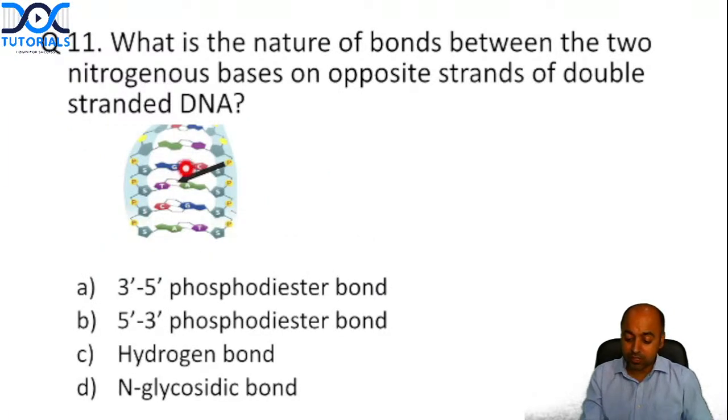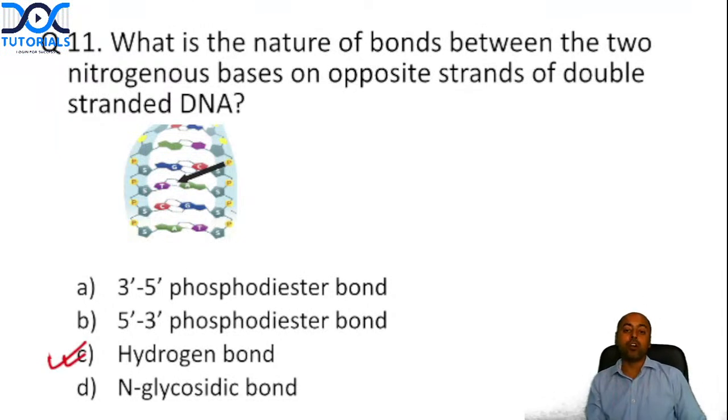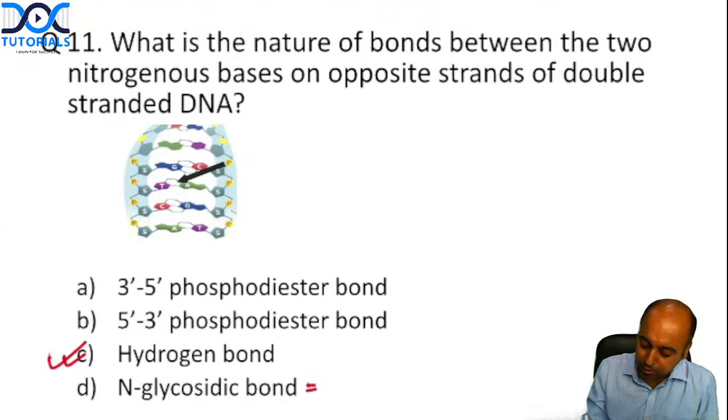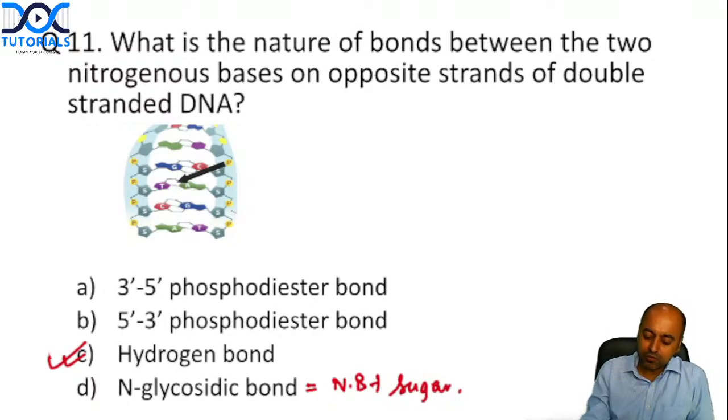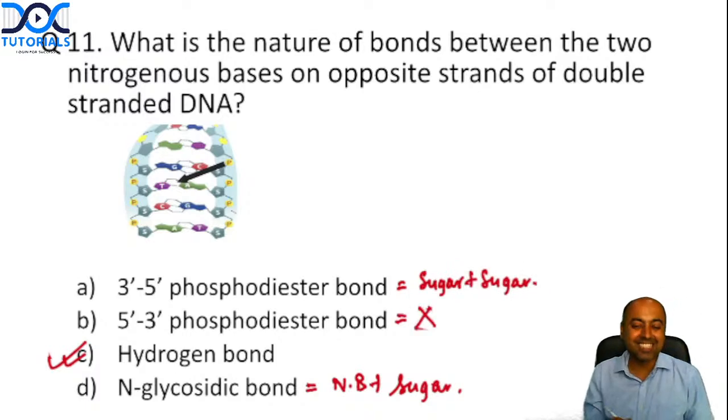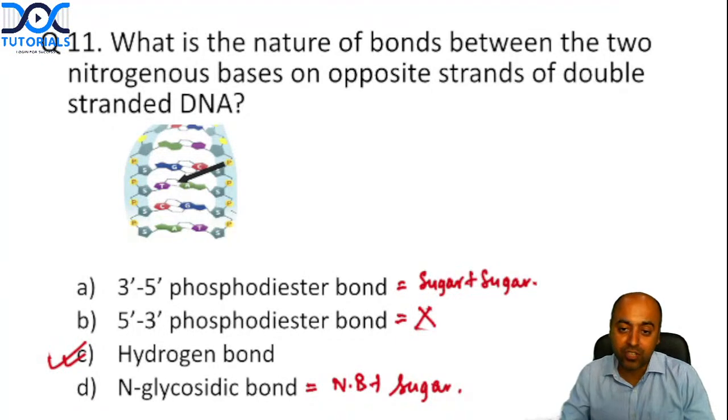Question 11. What is the nature of bond between the two nitrogen bases on opposite strands in double-stranded DNA? The answer here is hydrogen bond. The beta-glycosidic bond is seen between the nitrogenous base and sugar. The 3' to 5' phosphodiester bond is seen between the two sugars. The phosphodiester bond 5' to 3' doesn't exist. We have the 3' to 5' phosphodiester bond.